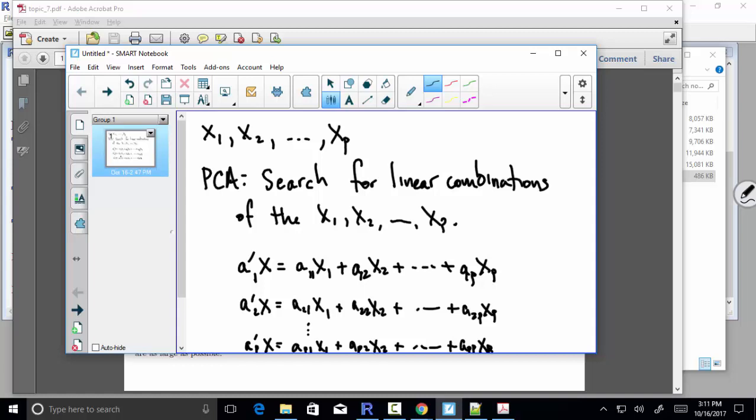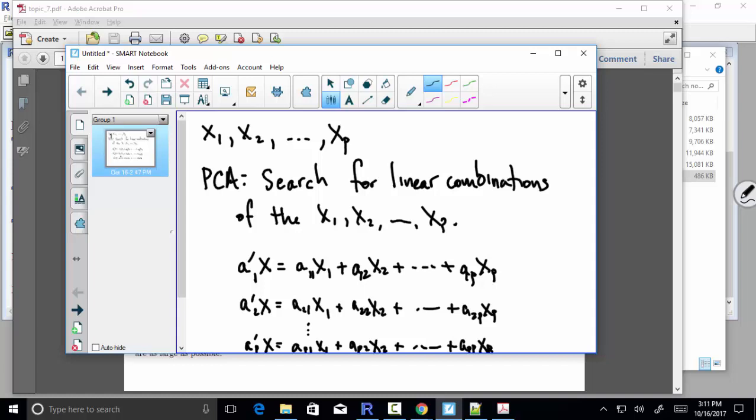But what we're going to do with those is say the first one, the A1 linear combination, is the one that best represents the data. If you were to take all p variables and force them down into just one variable, this is the best way to do it in terms of maintaining the same information content.